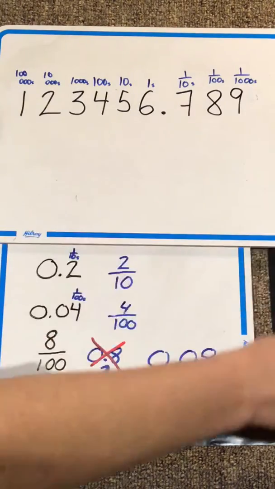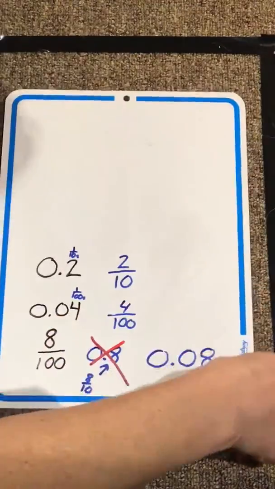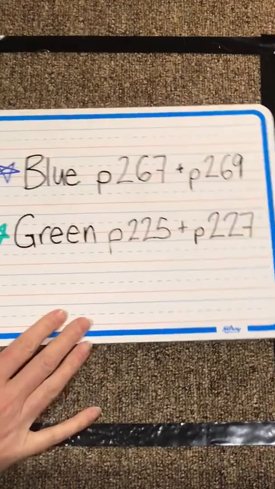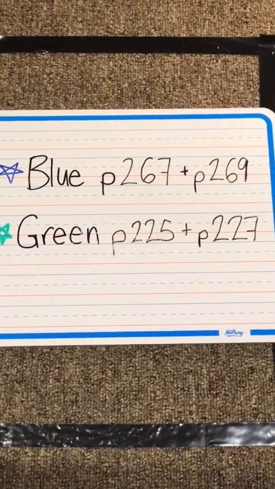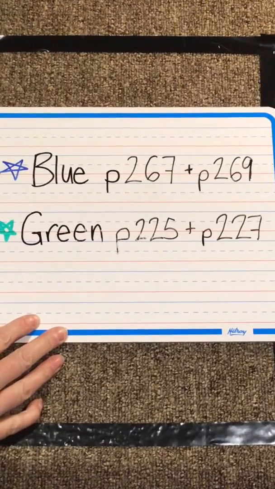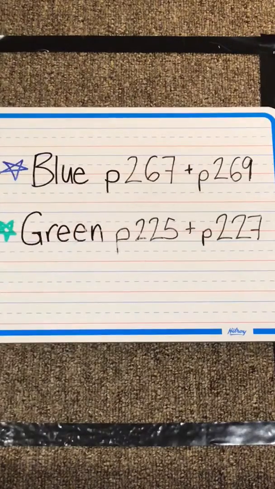All right. So for today's work, if you have a blue math book, we would like you to do page 267 and page 269. Notice those are not right next to each other. So you're going to have to do our jump math fun and jump around. So don't do page 268. Green math book folks, you're going to do page 225 and page 227. So again, check your colors, make sure you're doing the right pages for your color book.